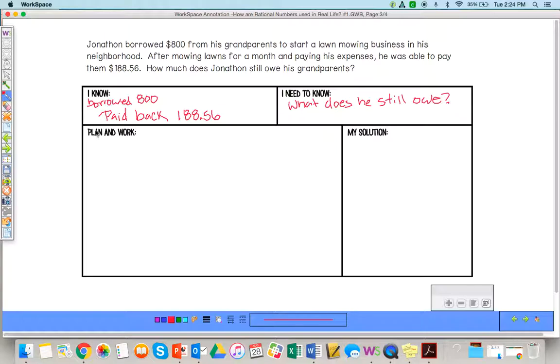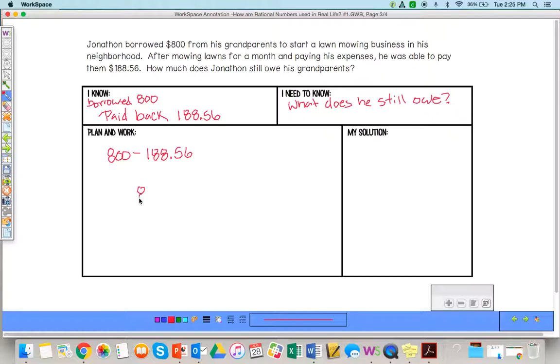So this one is kind of simple. You can set it up two ways. You can use this as a negative number and this as a positive number. But when we go to do that, we still do the same math. We're still going to do 800 minus 188.56 because he has this loan out from his grandparents that's $800, and so every time he pays on it, it's taking away what he owes, and so that's just a simple subtraction problem.